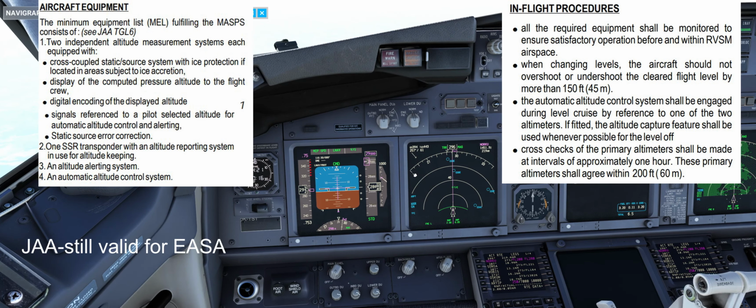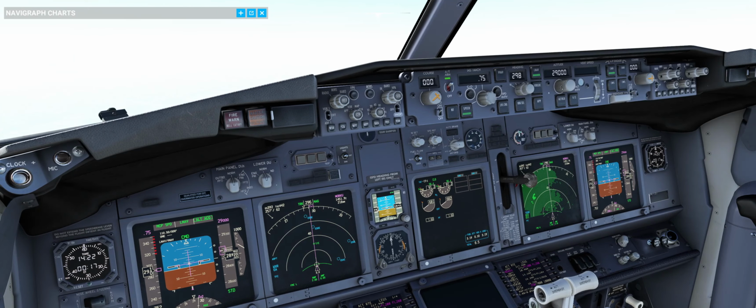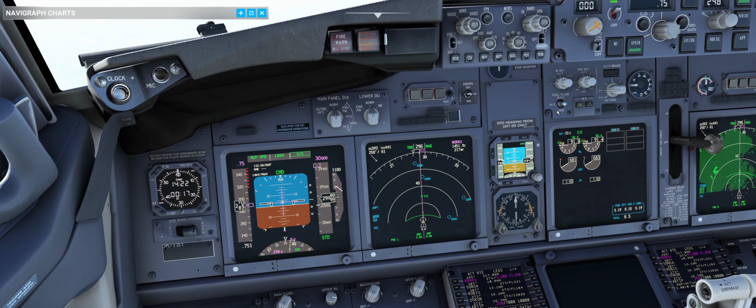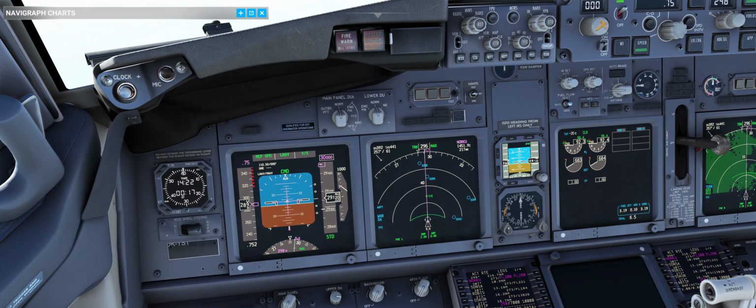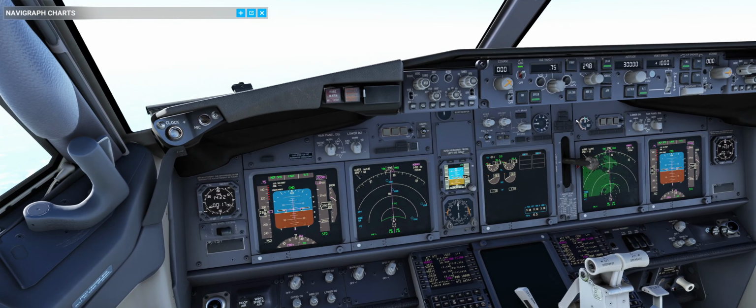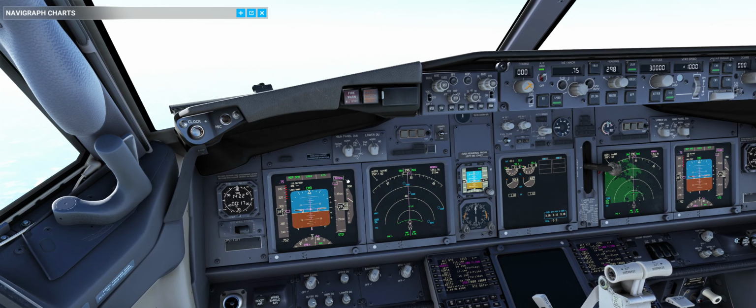So these alerting systems you should have on board. For example, we are cleared to climb to level 390. Okay, so I put 390, 1000 feet. And you hear the beep sound, that's the alerting system saying that, hey, from flight level 290 you are deviating and you are climbing to flight level 300.